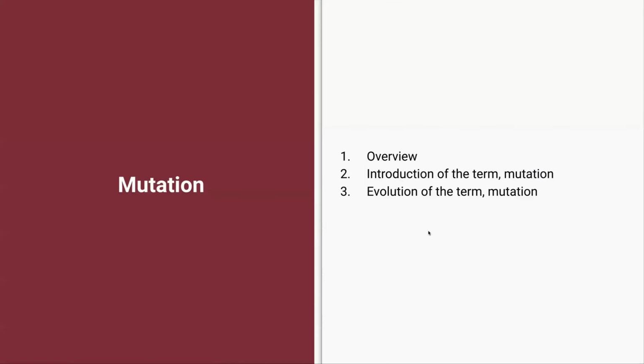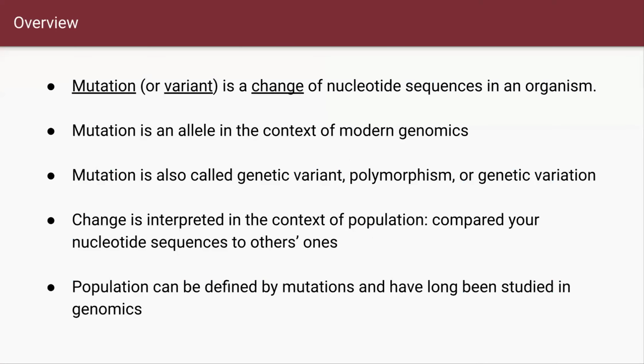So the first topic is mutation. Mutation, or what we call a variant, is a change of nucleotide sequence in an organism. As I mentioned several times in previous classes, a mutation is basically an allele in the context of modern genomics. In other words, a genetic variant is an allele in the context of modern genomics.